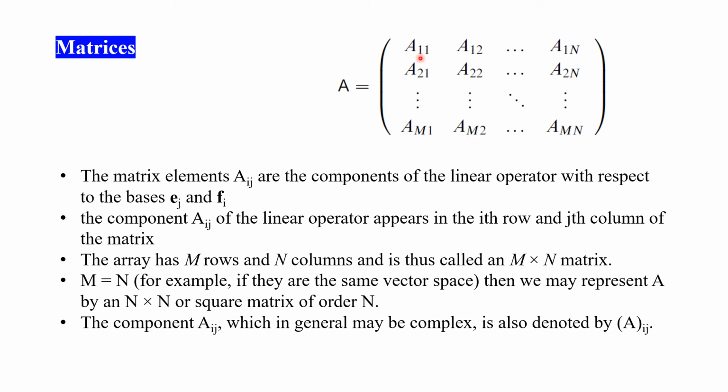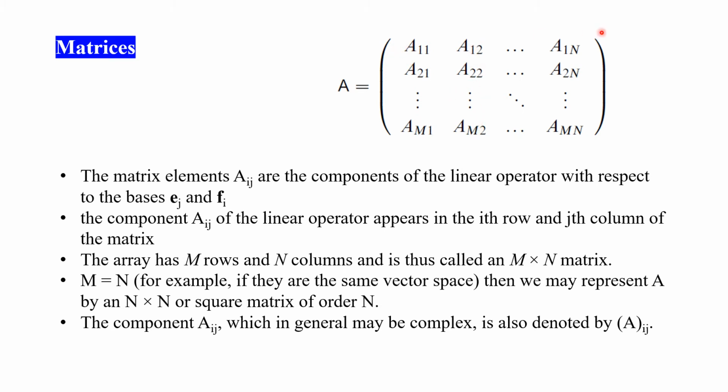For example, your A11 component appears in the first row and the first column of the matrix. Another example is your A22. So your component A22 of the linear operator appears in the second row and the second column of the matrix.